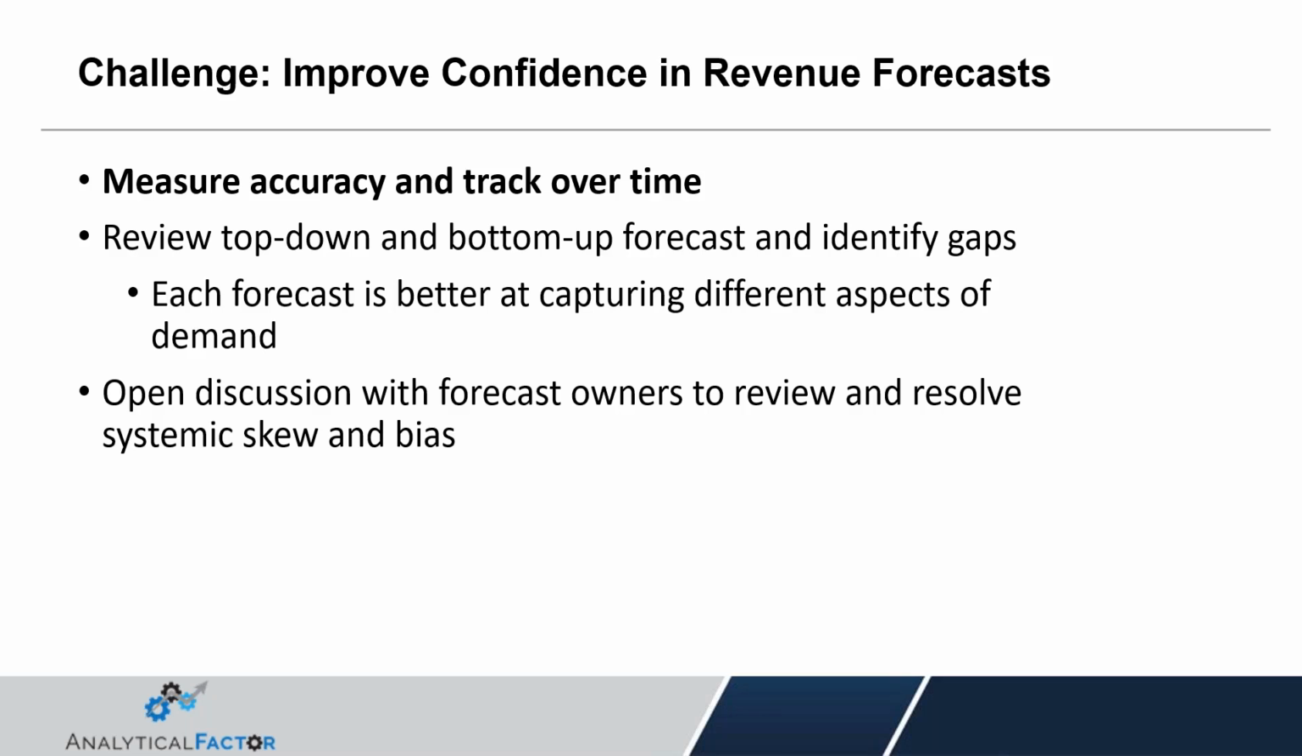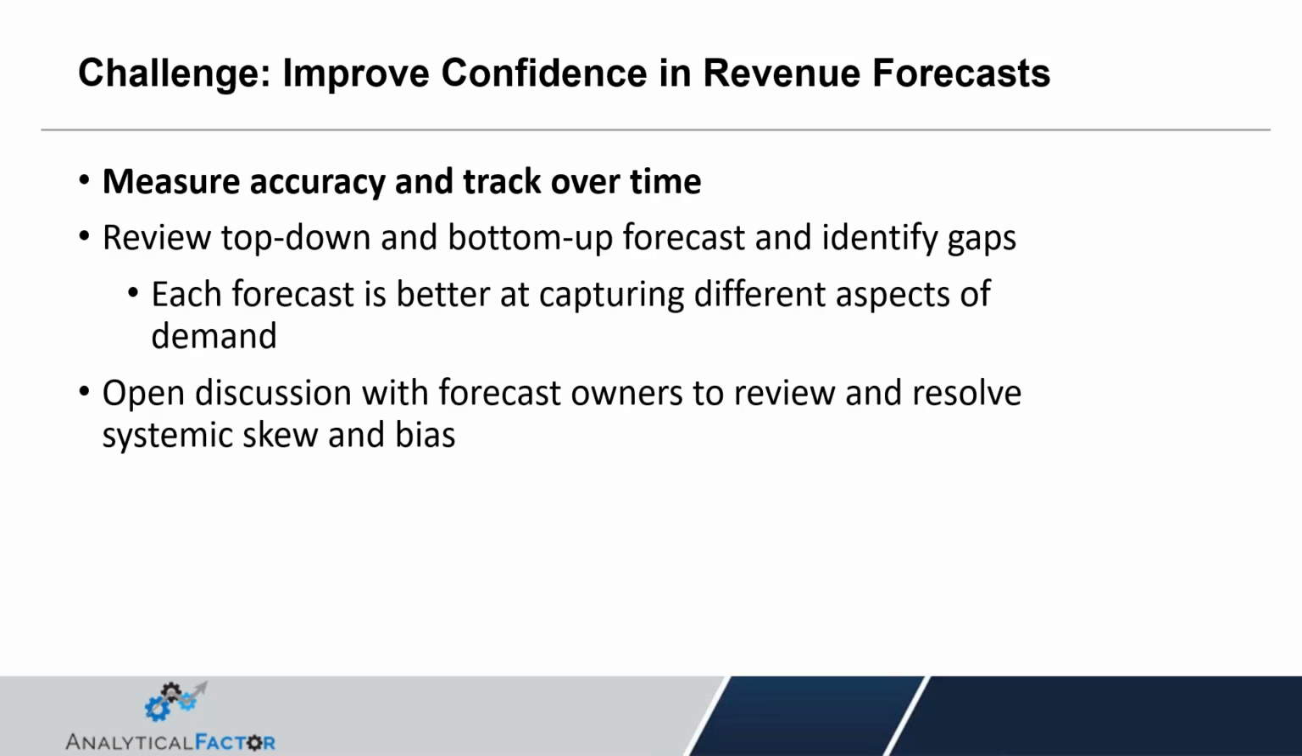If you can compellingly show where the accuracy is for the different forecasts and how they track over time, and you can show that there's a systemic problem with some of the forecasts, folks are open to change. So it's very, very important to track accuracy over time. And it's good for everyone to understand where the forecasts come from.